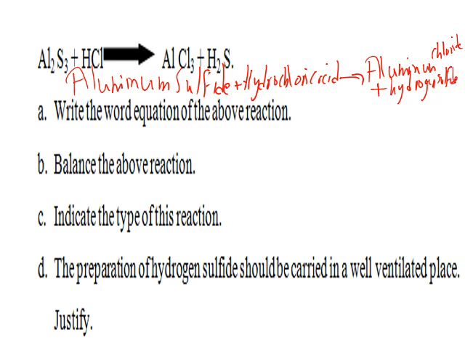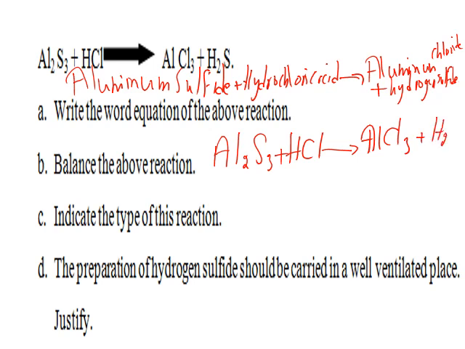Balance the above chemical reaction. So let's write it first. Al2S3 plus HCl gives AlCl3 plus H2S. Let's balance this reaction. How many aluminium atoms do we have? Here we have 2, here we have only 1, so we have to multiply this by 2. How many sulfur atoms do we have? Here we have 3, here we have only 1, so we have to multiply this by 3.